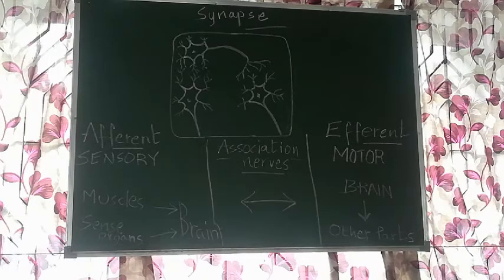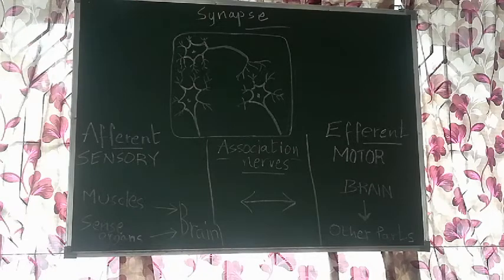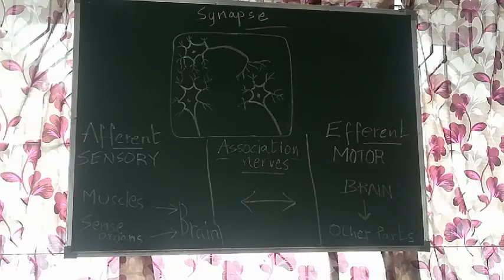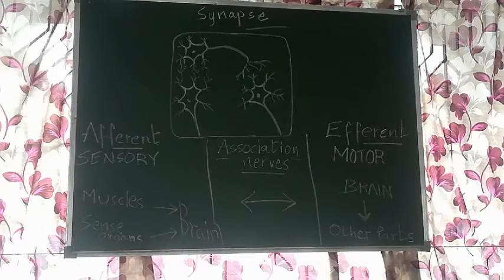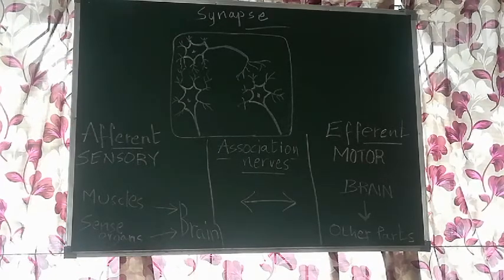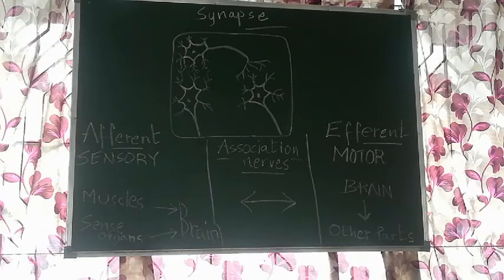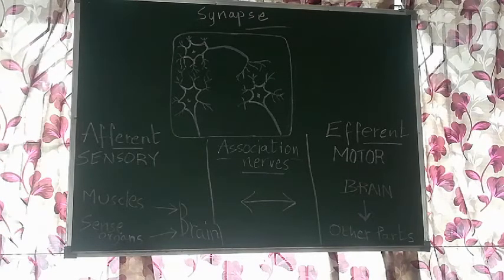Let me first talk about afferent neurons. Afferent starts with the alphabet A. What do these neurons do? As I indicated in that flow chart, from muscles to brain, from sense organs to brain, what is being passed on? Information. In which direction are the signals carried? In the direction of the brain, towards the brain.